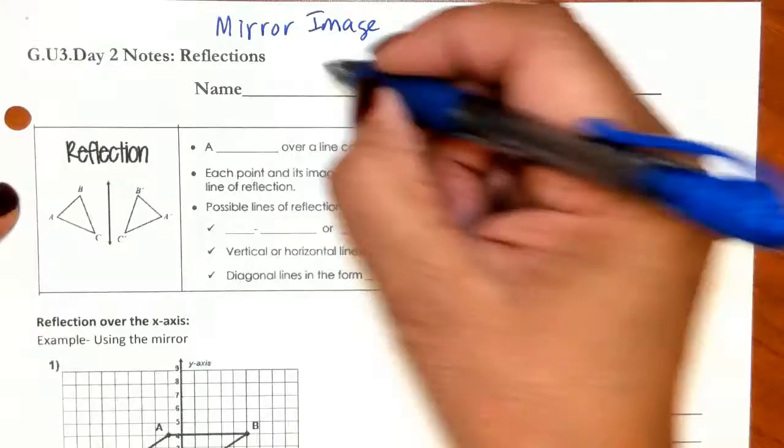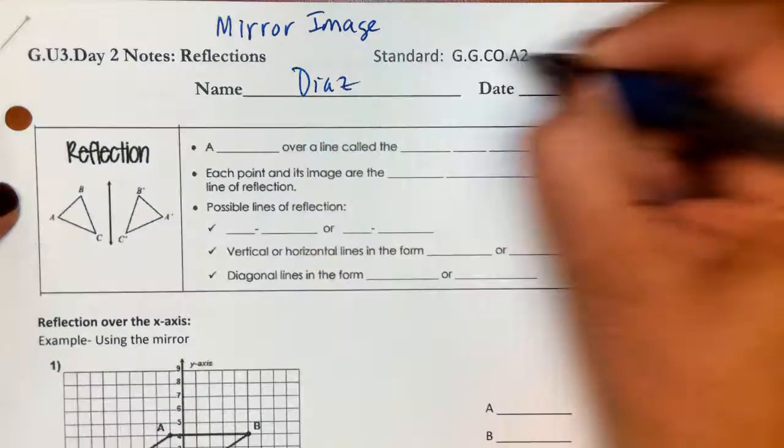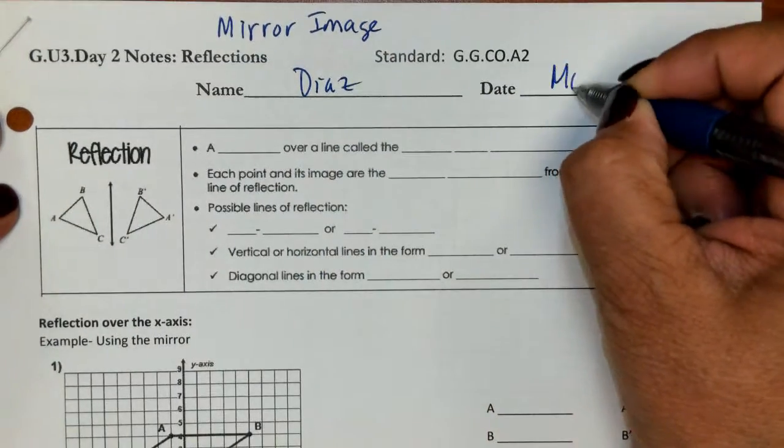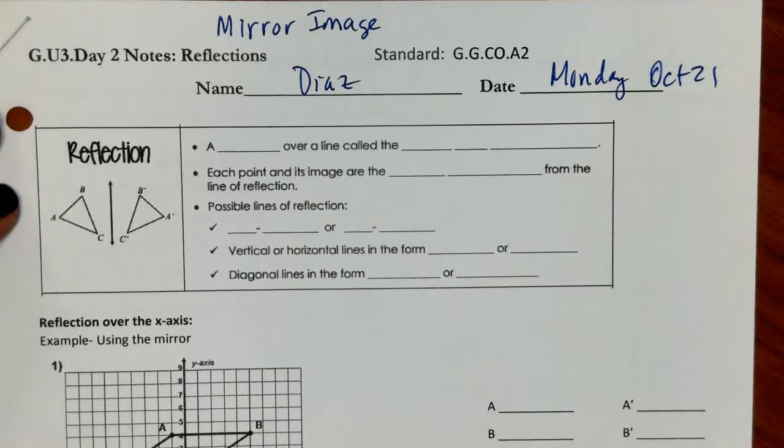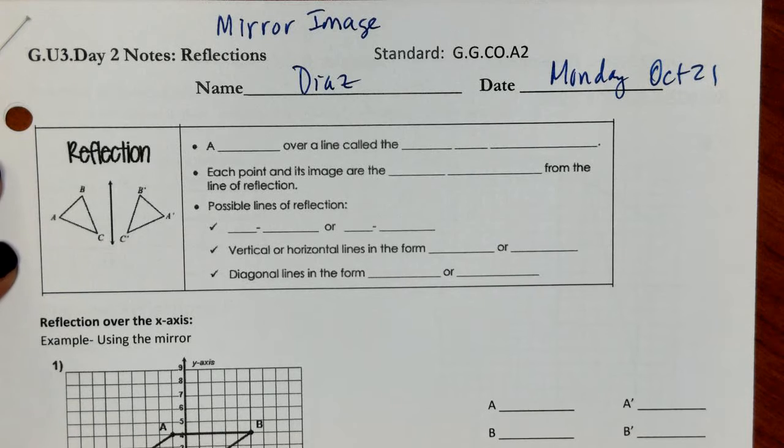Go ahead and put your name there, and today's date is Monday, October 21. That way you can keep track of where we're at with this lesson.